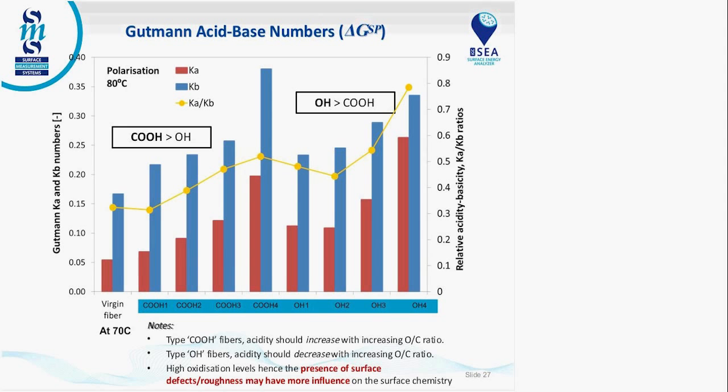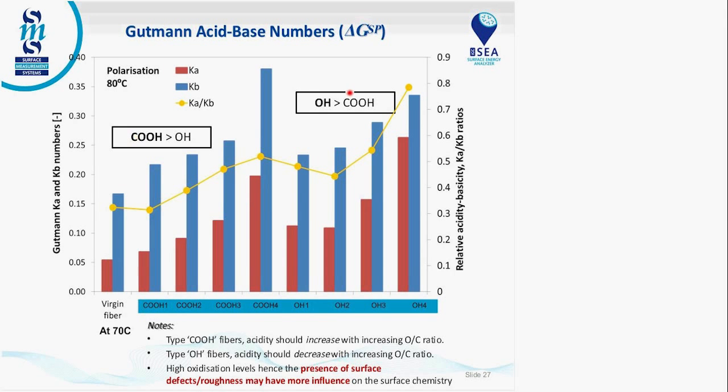I mentioned at the beginning, I won't go into the details of the Gutmann acid-base concept, but that allows us to get a Ka, which is an acid number, and a Kb, which is a base number. Now, in theory, if we do a carboxyl oxidation, we should see an increase in the acid number. And that's exactly what we see with this Ka number. We see an increase in the surface acidity as we oxidize it with carboxyl functionality.